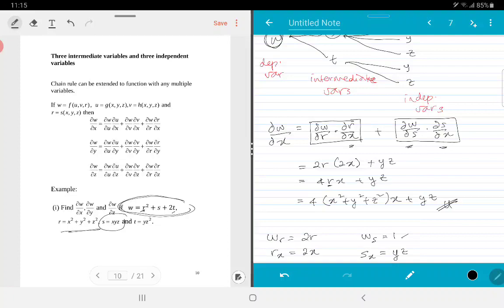We're going to save partial w, partial y, and partial w, partial z for our live class.